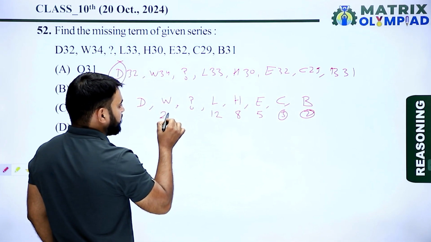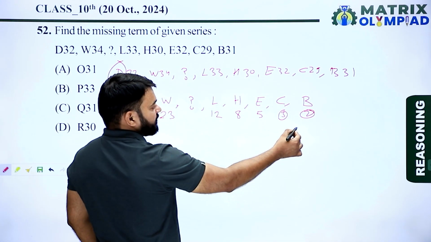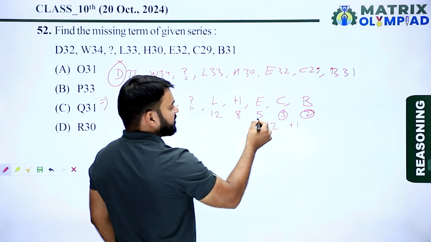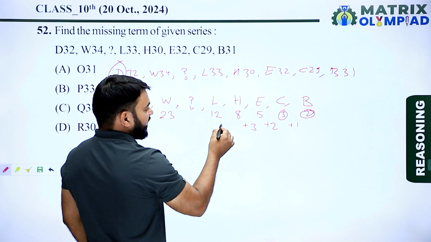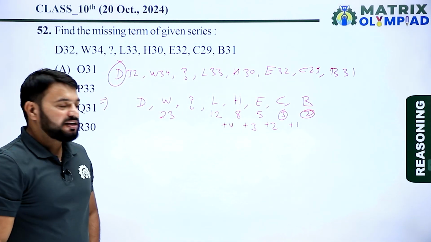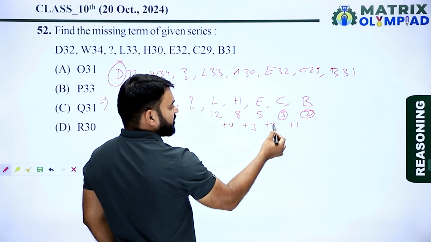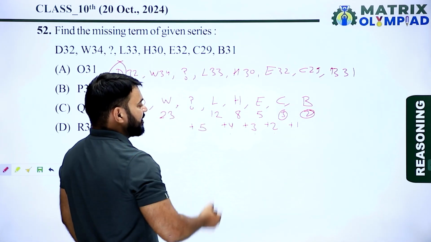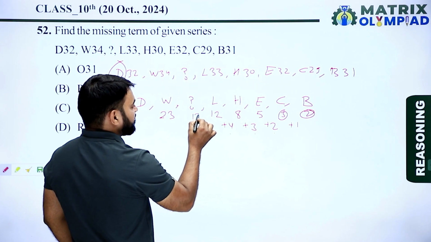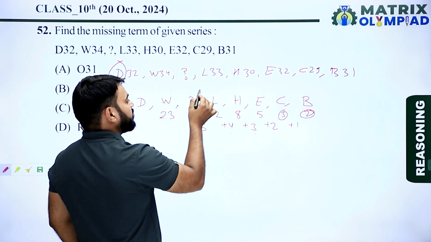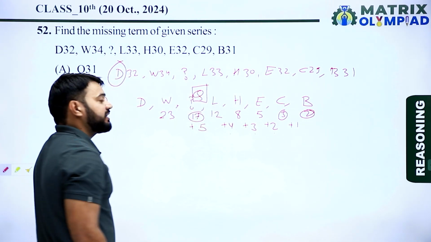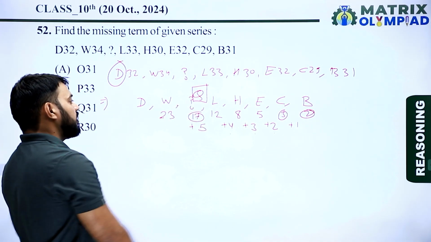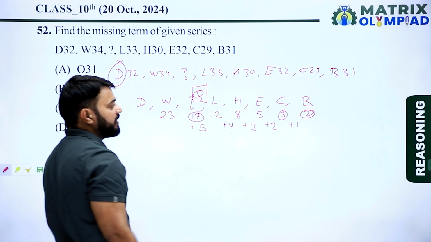So first adding 2 plus 1 it means 3. Now 3 plus 2 it means 5. 5 plus 3 it means 8. 8 plus 4 it means 12. So what is being added? First plus 1, then plus 2, plus 3, plus 4. Similarly now adding plus 5. So 12 plus 5, it means 17. 17 means Q, because place value of Q in English alphabet is 17. So, missing alphabet is Q.